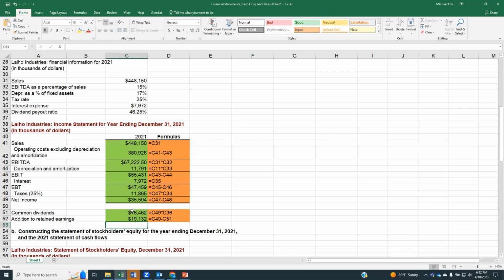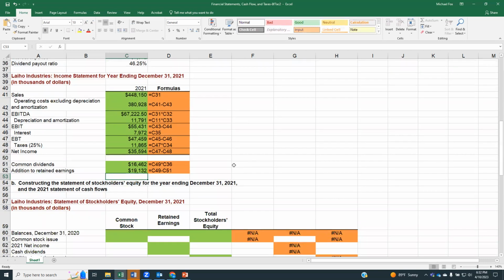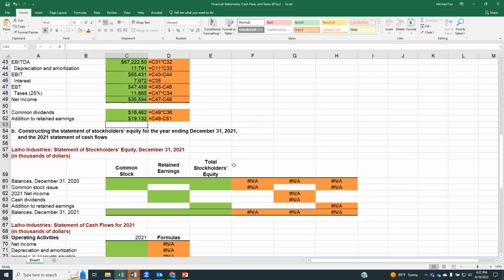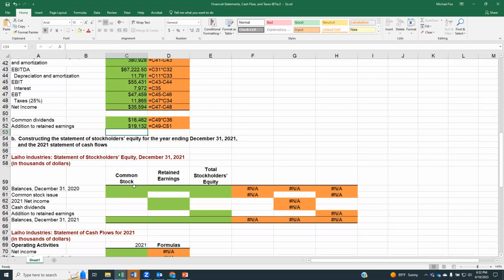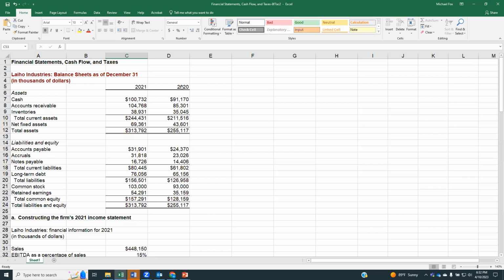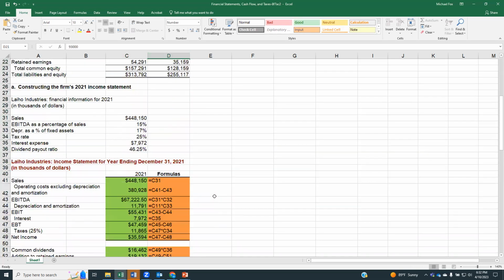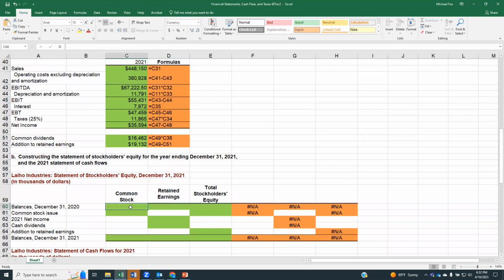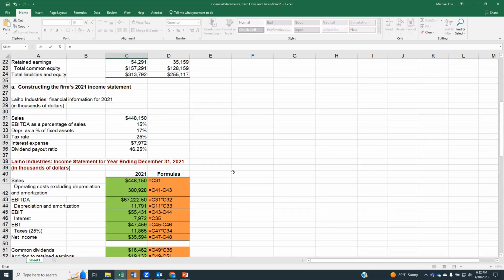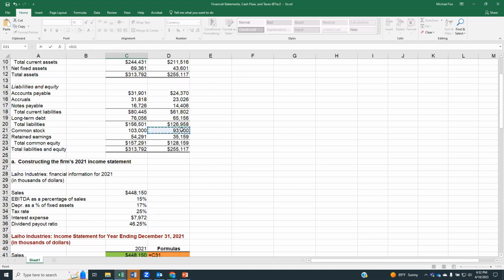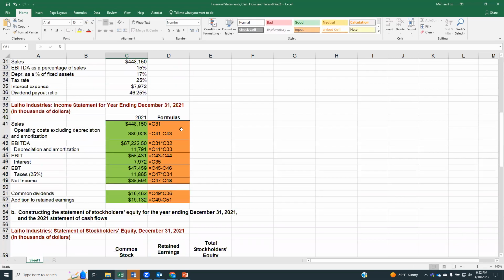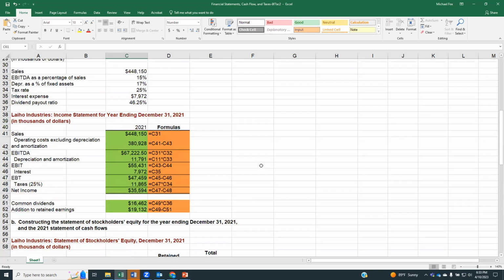So in part B, we're going to construct a statement of stockholders' equity. So we're going to start with our balances at the beginning of the year or at the end of last year. So we can come up here and we can say, this is the end of last year. Okay, the column that's labeled 2020. So our common stock is 93,000. Again, instead of typing it out, I'm going to say equals, and then I'll go up to 93,000, which is D21, and hit enter.